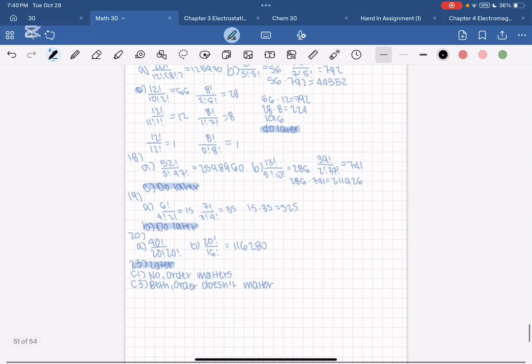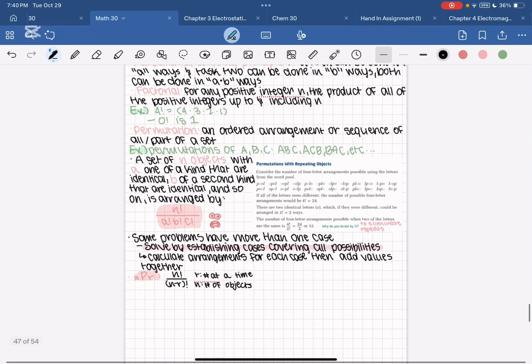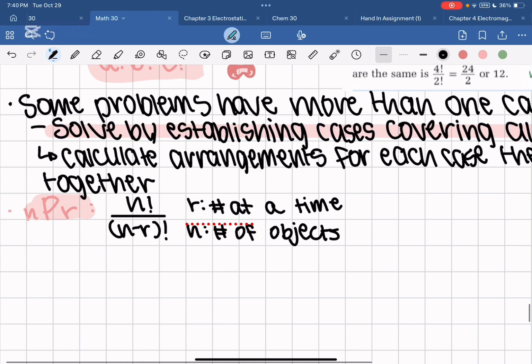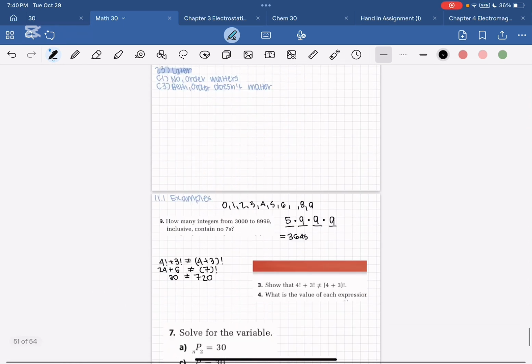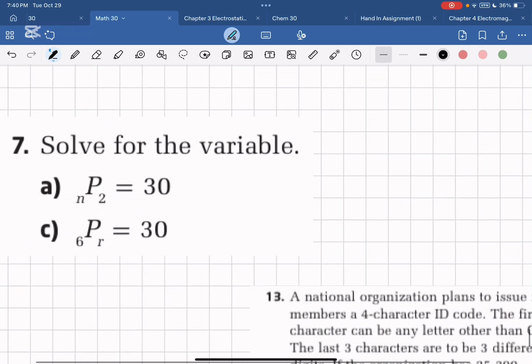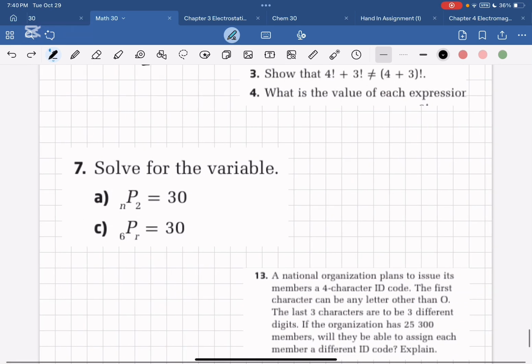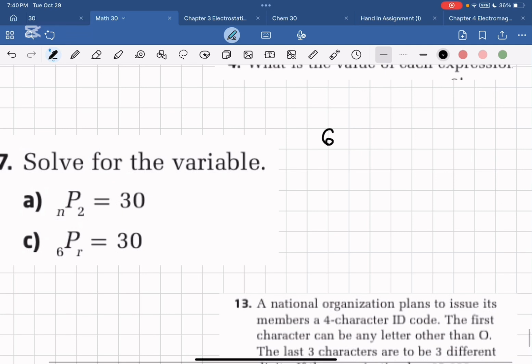If you remember from earlier, I have this formula, and we know what each number means. So if we go back down, we've got an equation where we have to solve for n, and an equation where we have to solve for r. Let's start with solving for r. So we'll start with c. And let's fill in all that we know so far. So 6 factorial over 6 minus r factorial is equal to 30.